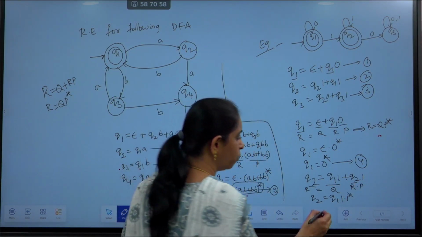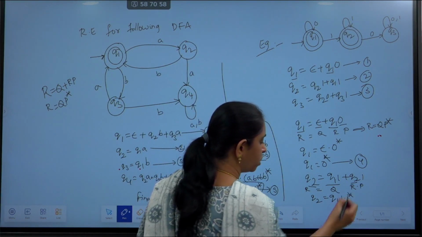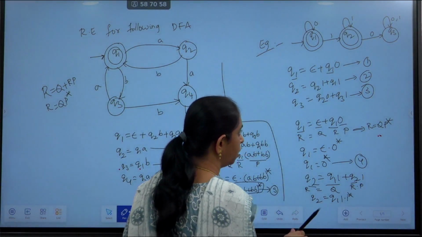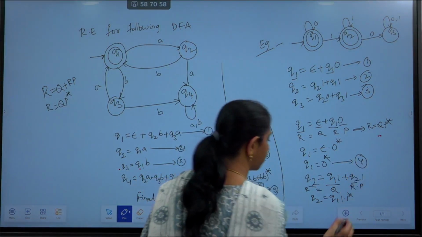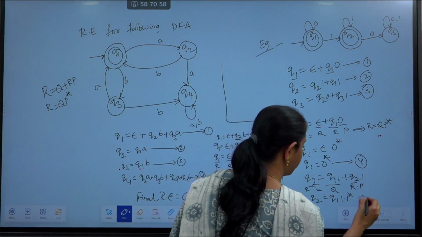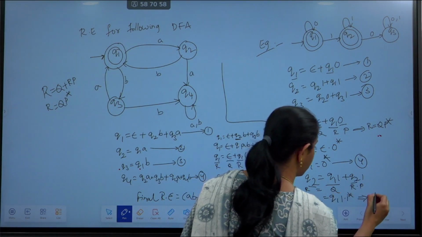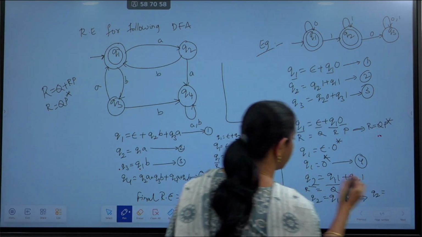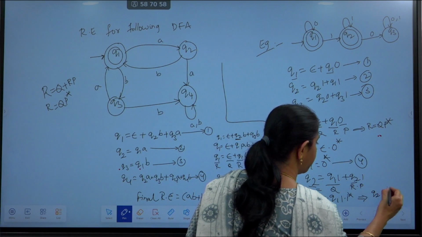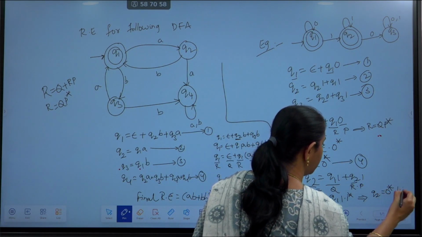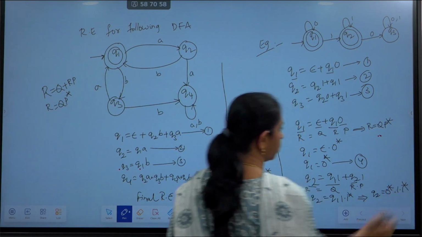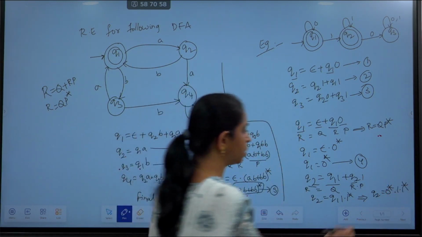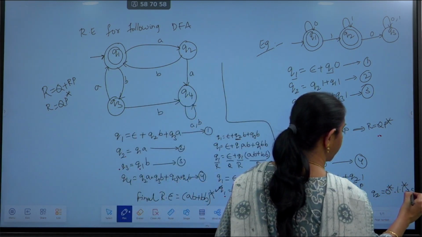So Q1 1 into 1 star itself, or otherwise apply Q1. What is the value of Q1? It is 0 star. So Q2 equals Q1, which means 0 star, 1 into 1 star. So we have Q2 equal to 0 star 1 1 star. This is equation number 5.